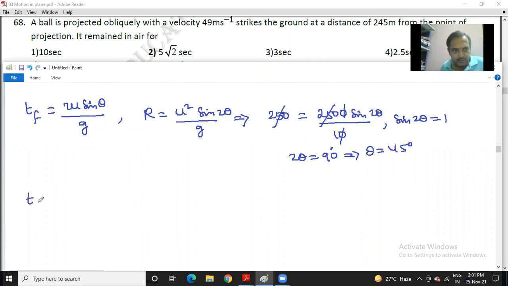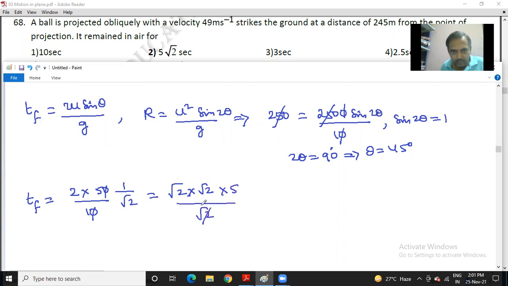Now let us substitute. Time of flight is equal to 2u. How much is u? It is 50. Sine theta, sine 45, it will be 1 by root 2, divided by g 10, 0 cancel. So let us write this 2 as root 2 into root 2, into 5 divided by root 2. So you'll get root 2 cancel. So the answer is 5 root 2 seconds. So the second option is correct.